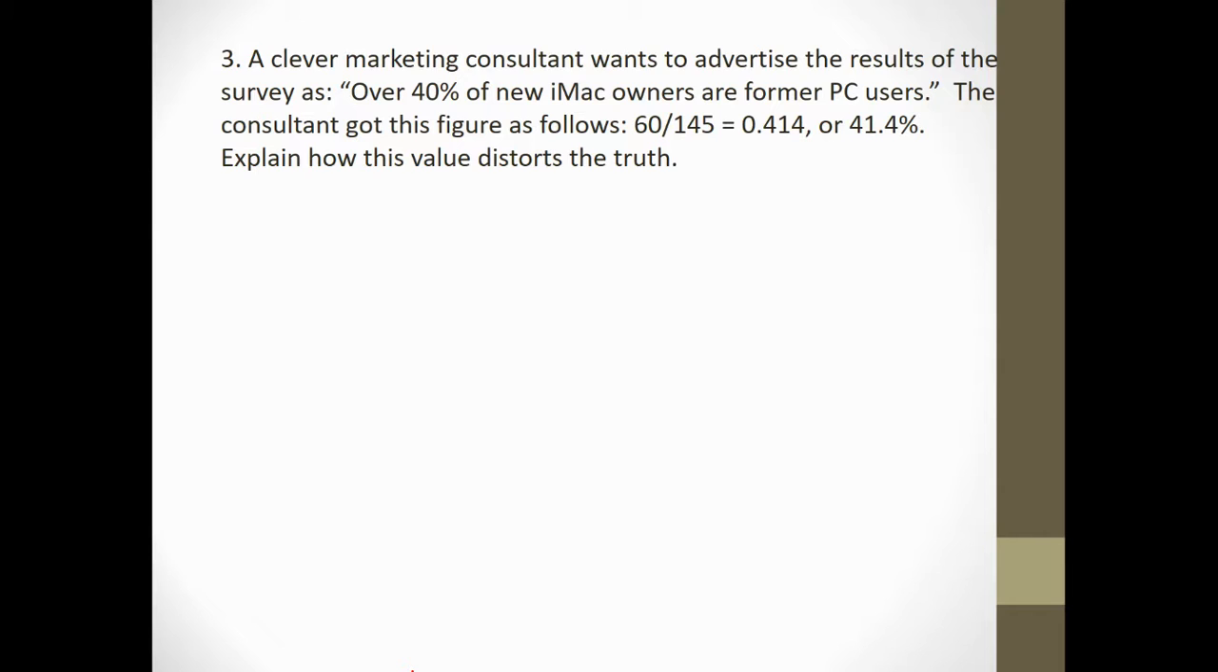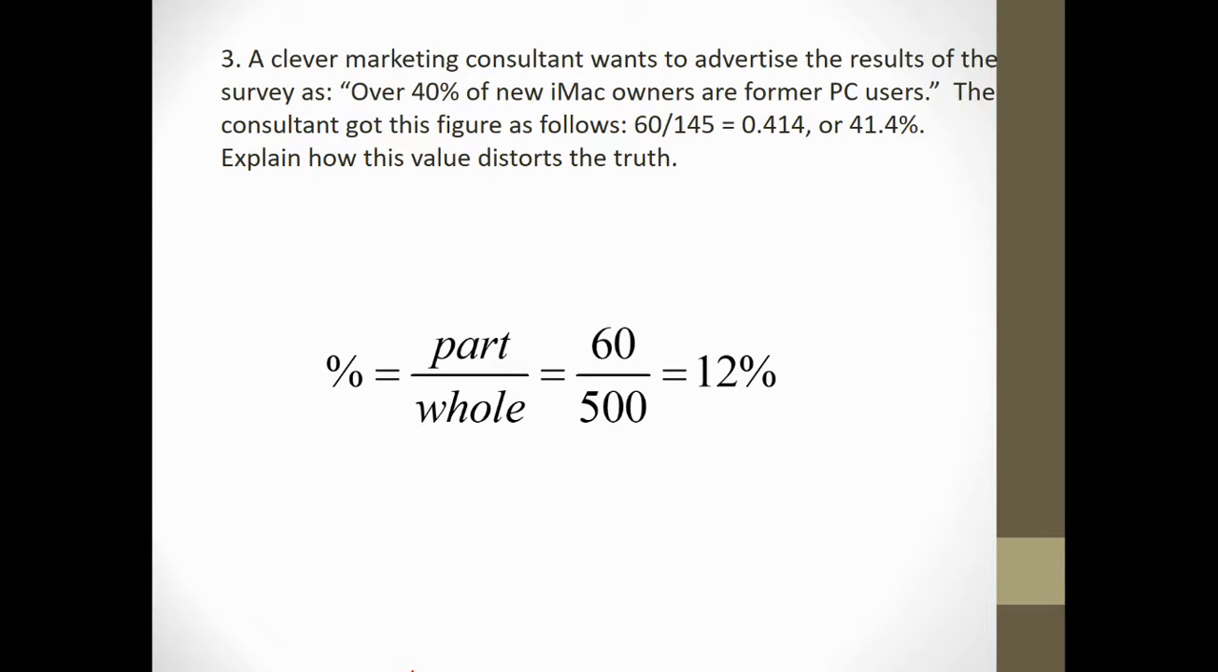A clever marketing consultant, excuse me, wants to advertise the results of the survey as over 40% of new iMac owners are former PC users. The consultant got this figure as follows: 60 divided by 145 is 41%. Why does this distort the truth? Okay, so if I consider a percentage as the part over the whole, 60 is the part, the whole would be 500. So the true percentage is 12%. They used 145 as the whole, which makes the percentage larger.